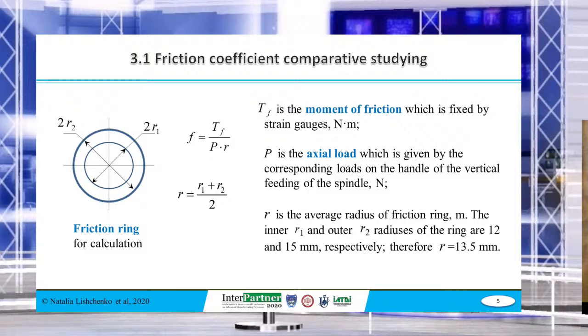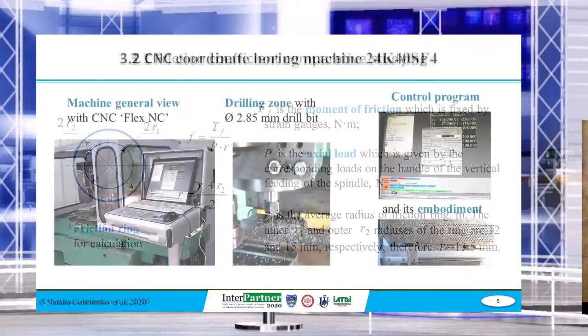You can see that if inner R with index 1 and outer radius with index 2 are equal to 12 and 15 millimeter, then average R, that is average radius, is equal to 13.5 millimeter. Thank you. Next slide, number 6.